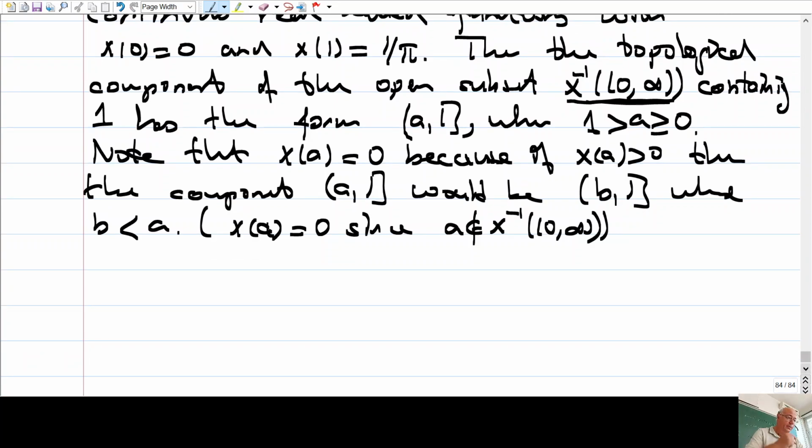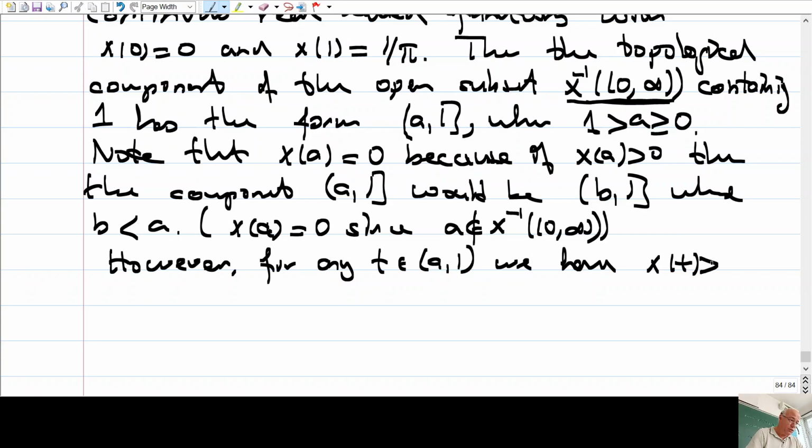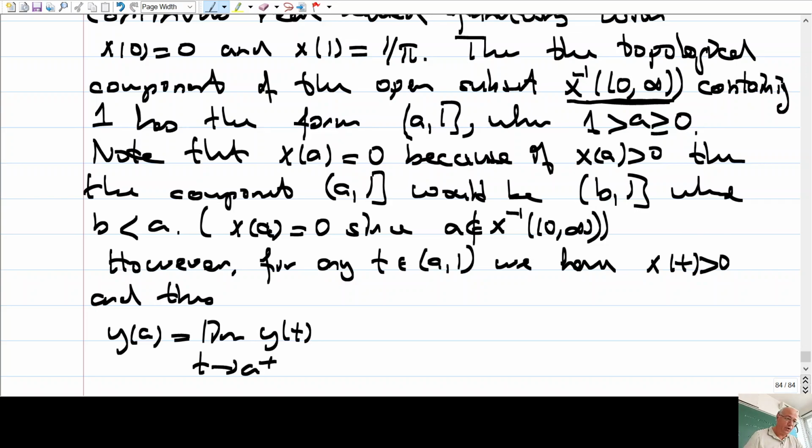Now we have come to the end. However, for any t in (a, 1], we have x(t) positive, right? Because this is the interval, an interval in the inverse image of (0, infinity). Therefore, all the points here are mapped to positive numbers. And thus, I can write y(a), which is the limit of y(t) as t goes to a from the right. I can write this because x and y are continuous functions.